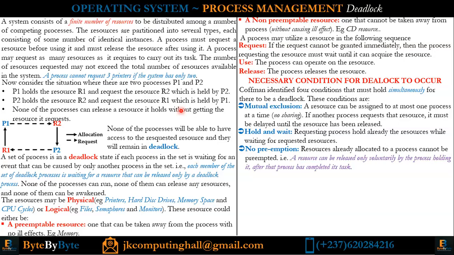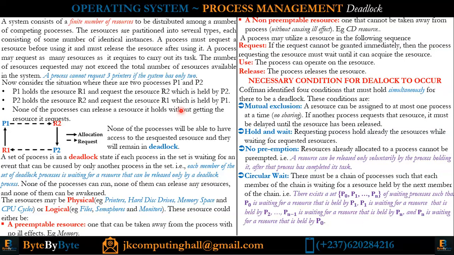The third condition is no preemption, meaning what? Resources already allocated to a process cannot be preempted. That is, a resource can be released only voluntarily by the process holding it after that process has completed its task. But now, since no one wants to release, because for every process to complete execution it needs the resource it is requesting, and for it to release the resource it is holding, it needs the resource it is requesting, in such a way it leads to a deadlock.